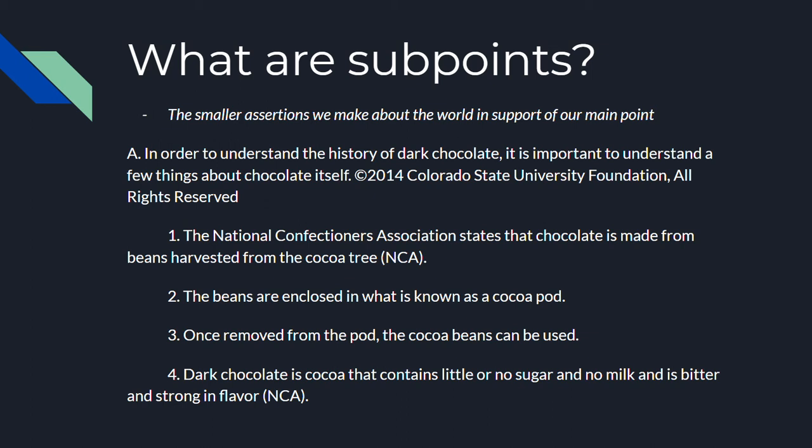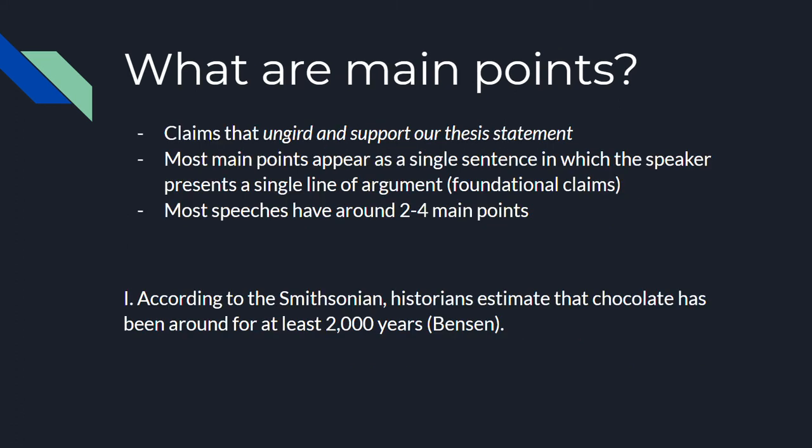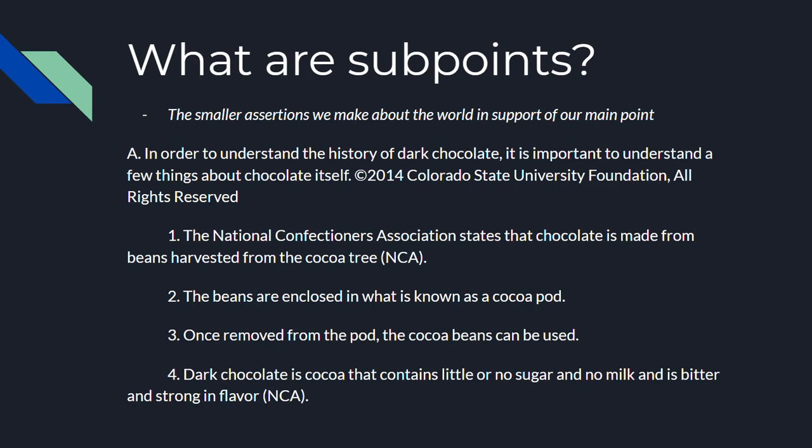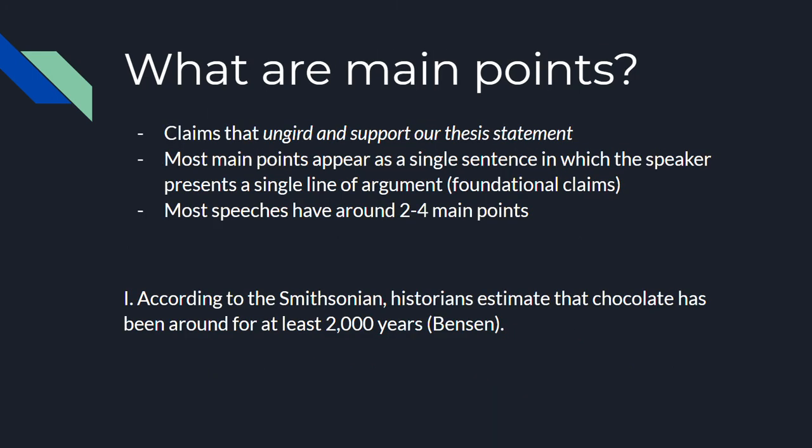So their first subpoint off of this main point: according to the Smithsonian, historians estimate that chocolate has been around 2,000 years. In order to understand the history of dark chocolate, it is important to understand a few things about chocolate itself. The National Confectioners Association states that chocolate is made from beans harvested from the cocoa tree. The beans are enclosed in what is known as a cocoa pod. Once removed from the pod, the cocoa beans can be used. Dark chocolate is cocoa that contains little or no sugar and no milk and is bitter and has a strong flavor, and so on.